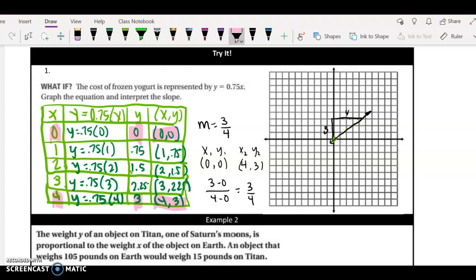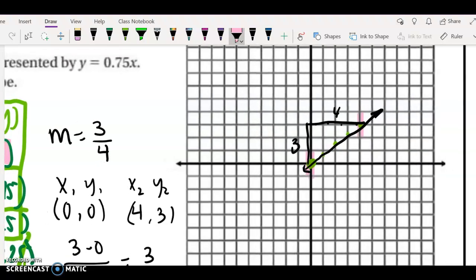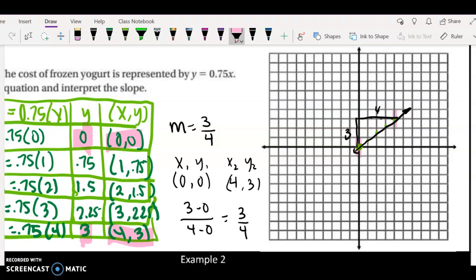So when I graphed these, it's kind of hard to see. I'll zoom in a little bit. I got a straight line that went through 0, 0, and I went up 3 over 4 until I got to that next perfect point, which is when it goes through those lines of the graph grid. So I got my m equals 3 over 4.